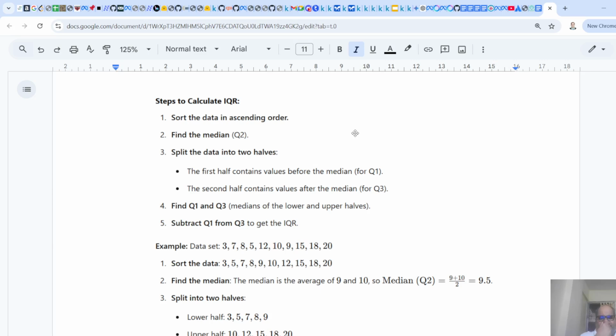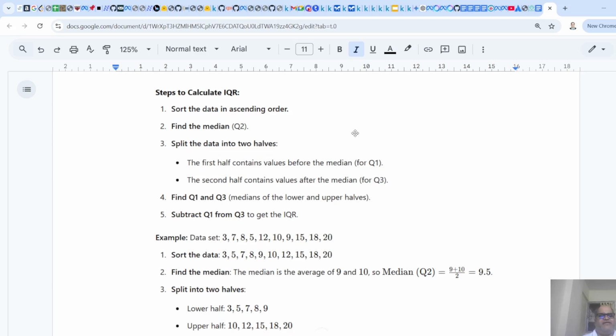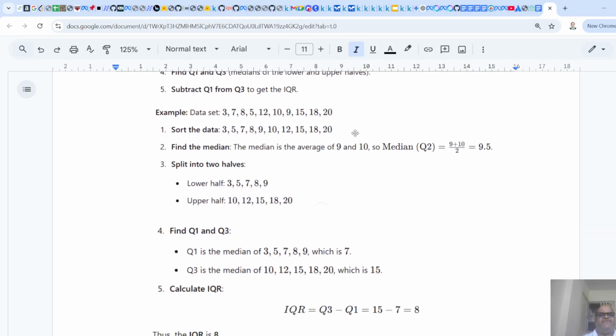So yeah, this is the five-step process. If your numbers are as you see in this example, the first step is to sort them. Then you find the median of Q1, you find the median of Q3, and then you subtract. In this particular case, since there are an even number of data points, after sorting, 9 and 10 are the two middle numbers.